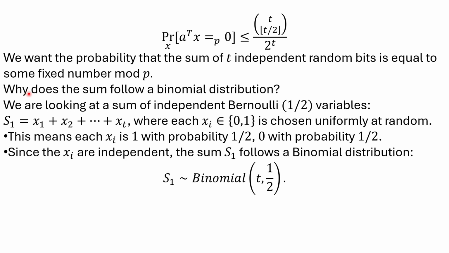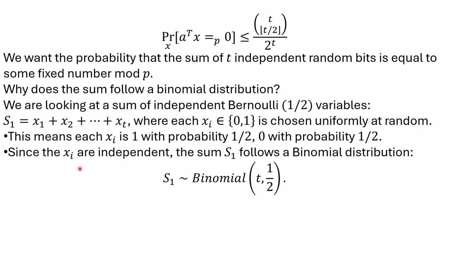We claim that the sum follows a binomial distribution because we're looking at a sum of independent Bernoulli half variables. S1 is the sum from x1 to xt, where each xi belongs to 0 or 1 and is chosen uniformly at random. This means each xi is 1 with probability half and 0 with probability half. Since the xi are independent, the sum follows a binomial distribution.